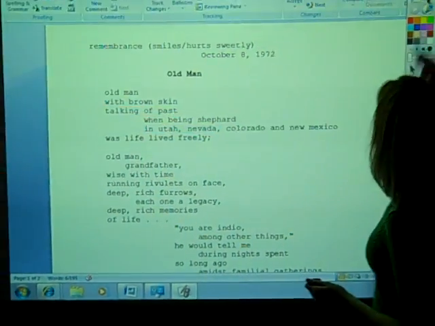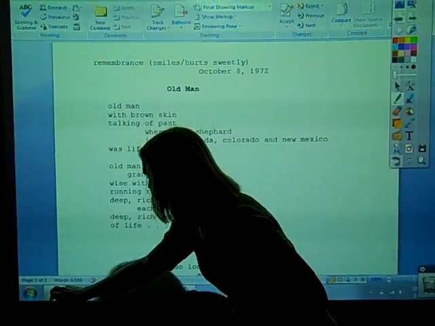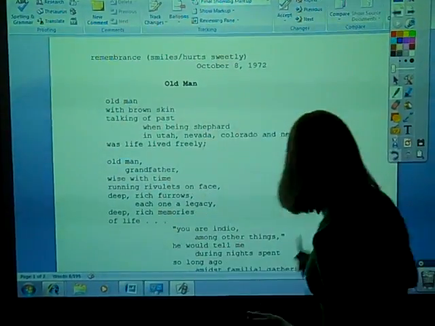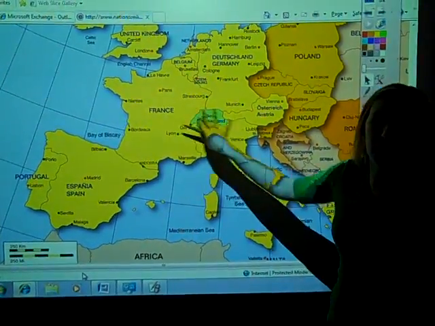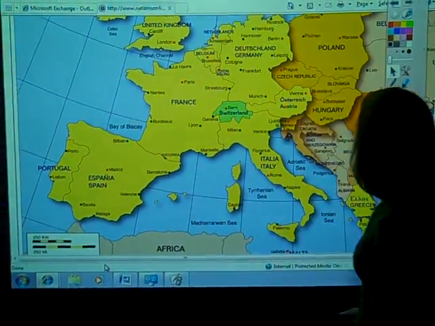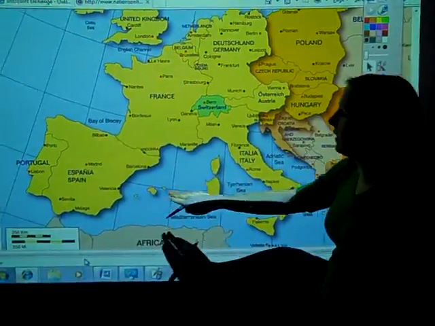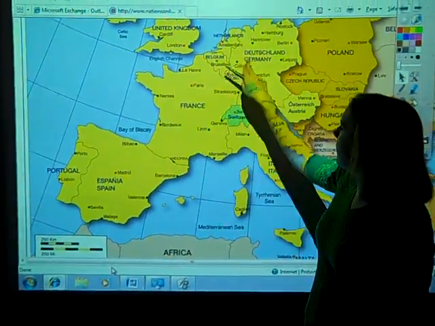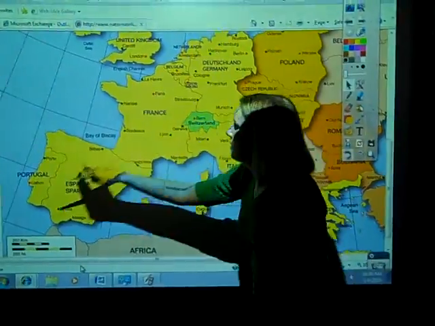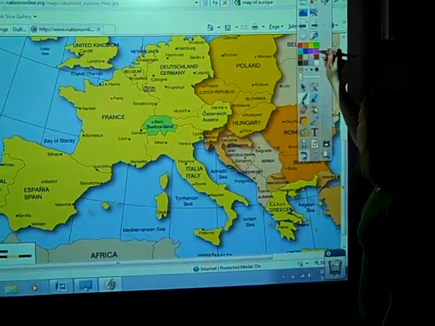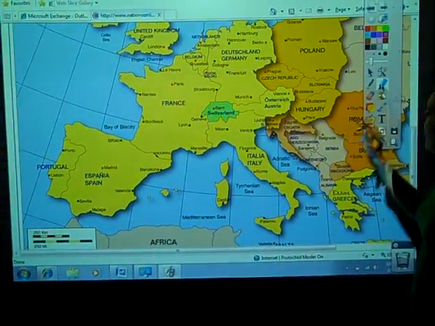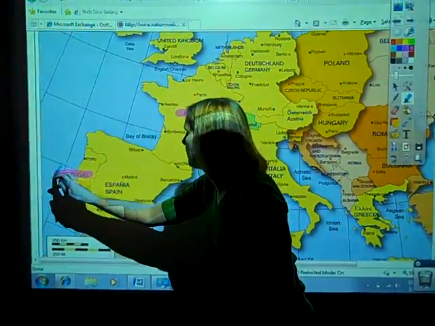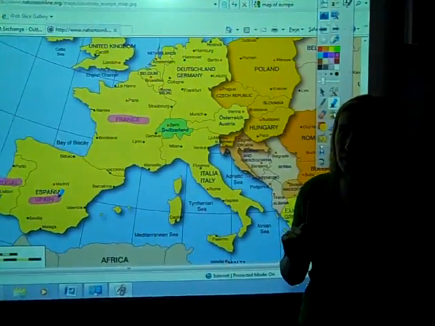Another way that you can use the Interactive Whiteboard with text is you are also allowed to pull up any internet sites. So we are out here on a website, and we have a map, and I'm looking at this site, and I'm noticing that there are words here that are in all capital letters. All capital letters and bold to me mean that this is probably the country that they are talking about.